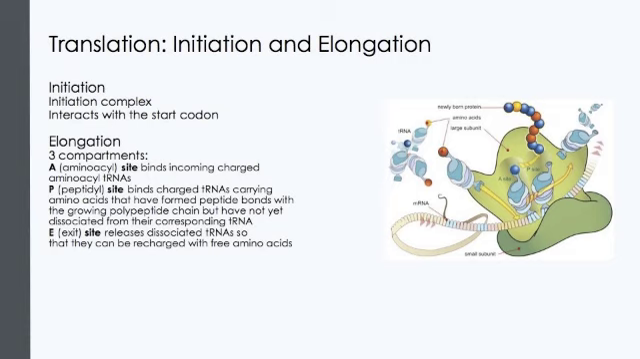The A site binds the incoming charged aminoacyl tRNAs. The P site binds the tRNAs carrying amino acids that have formed peptide bonds with the growing polypeptide chain but have not yet dissociated from their corresponding tRNA. And the E site releases the dissociated tRNAs so that they can be recharged with free amino acids.